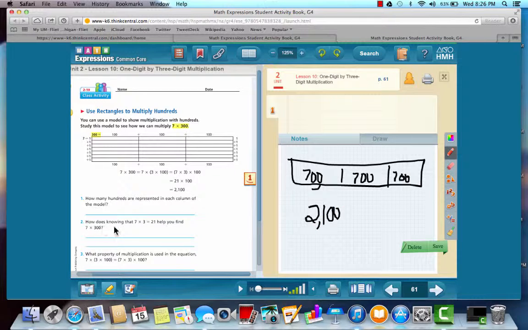So how does knowing that 7 times 3 equals 21 help you find 7 times 300? Think about that and try it out.